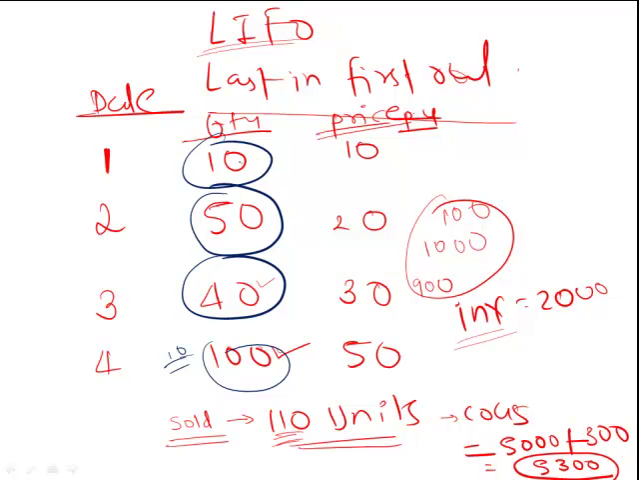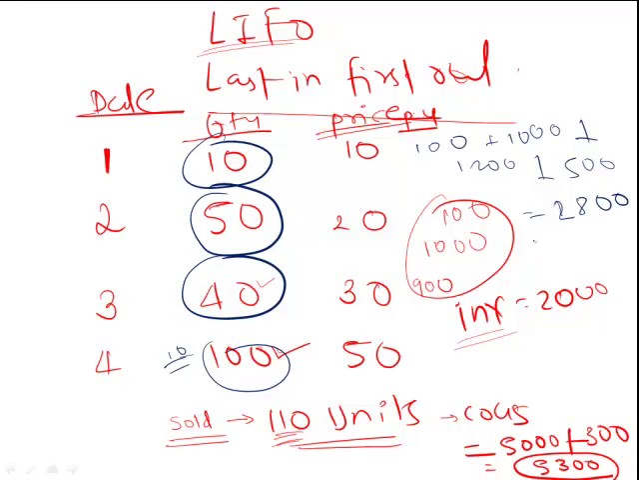So now what is my COGS? 10 into 10, 100; 50 into 20, 1000; plus 40 into 30, 1200; plus 10 into 50, 500. So COGS is going to be 1100 plus 1200, 2300, plus 500, 2800.